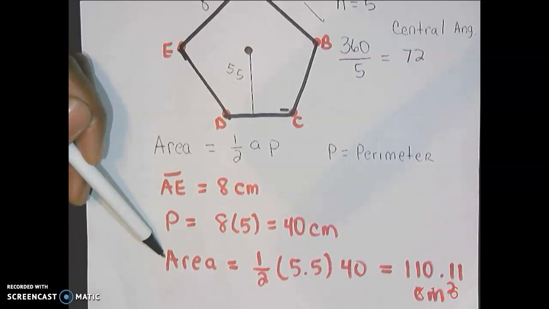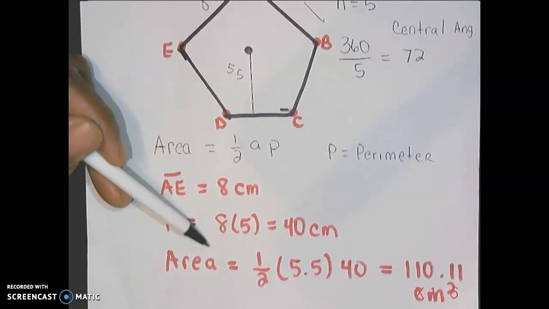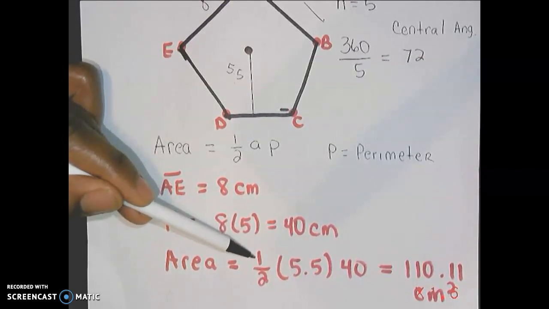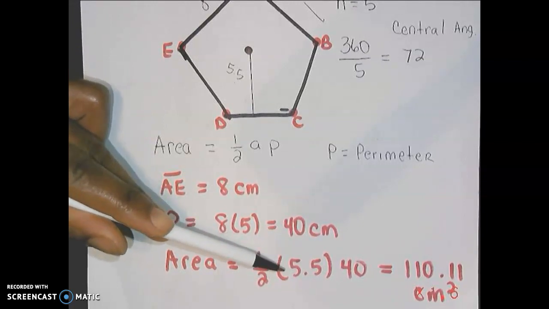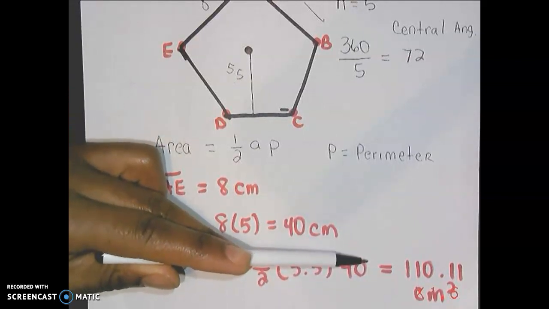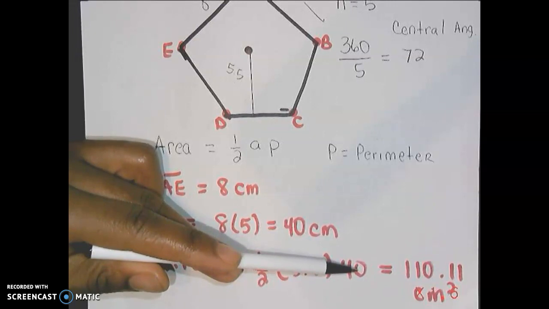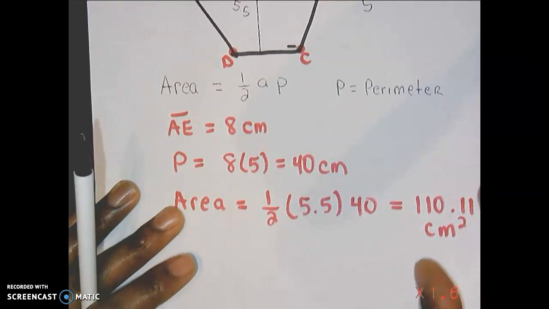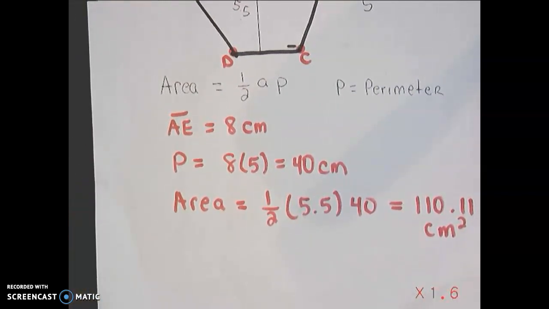So now the area of the regular polygon, in this case a pentagon, is going to be 1/2 the apothem, which is 5.5, times 40. So that's going to give me 110 centimeters squared. And so that would be the area of the pentagon. And remember, this is only for regular pentagons. Are all pentagons regular? No. So this is only the formula when we're trying to find the area of a regular polygon.